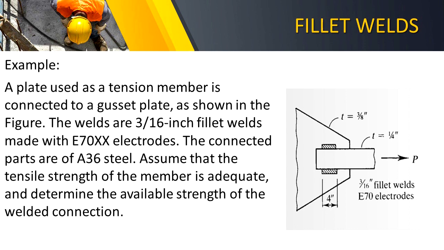Second, use the 50% increase for the transverse weld, but reduce the basic strength by 15% for the longitudinal weld. That is, use FNW equals 0.85 times 0.6 FEXX for the longitudinal welds, and FNW equals 1.5 times 0.6 FEXX for the transverse welds.